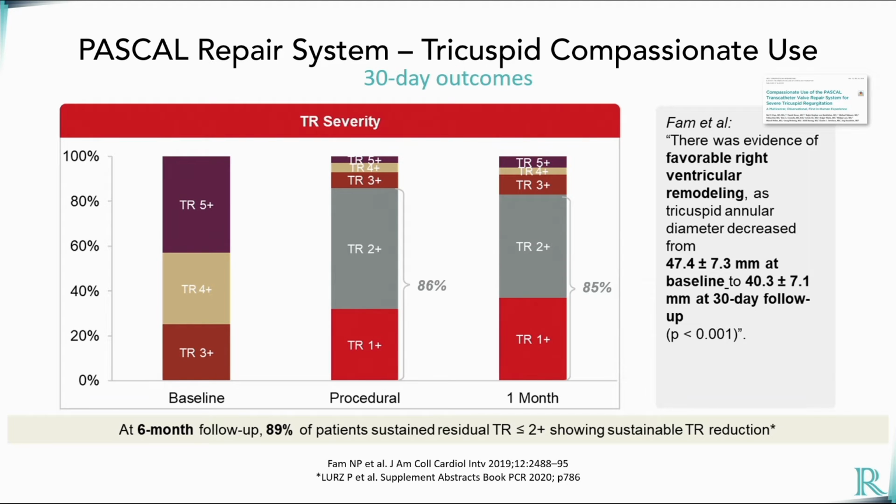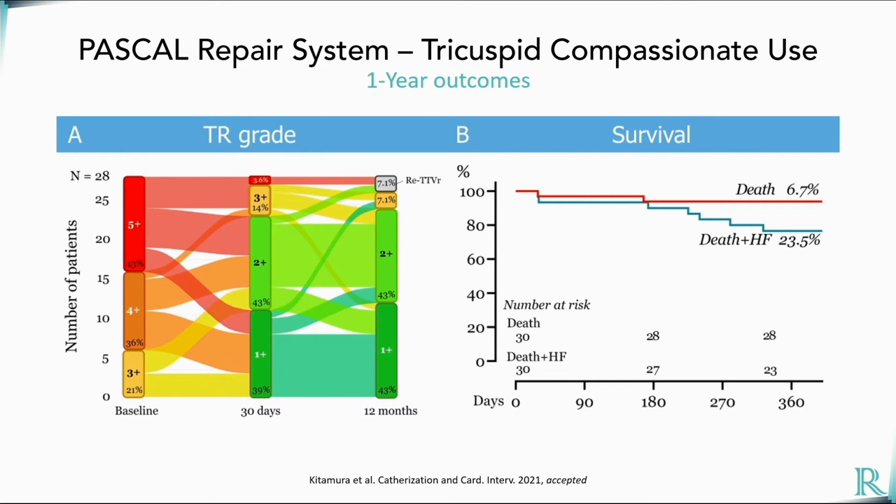We have an increasing body of evidence that the procedure works nicely, that it can reduce TR, reduce it to moderate or less in 86% in that compassionate use series of patients treated in US, Canada, and also Europe. These are early results, but we also have now 1-year data. As you can see here, even after 1 year, the percentage of patients with moderate or less TR is 86%, and despite the fact that there was a high-risk cohort, we have a low rate of death and heart failure rehospitalization.